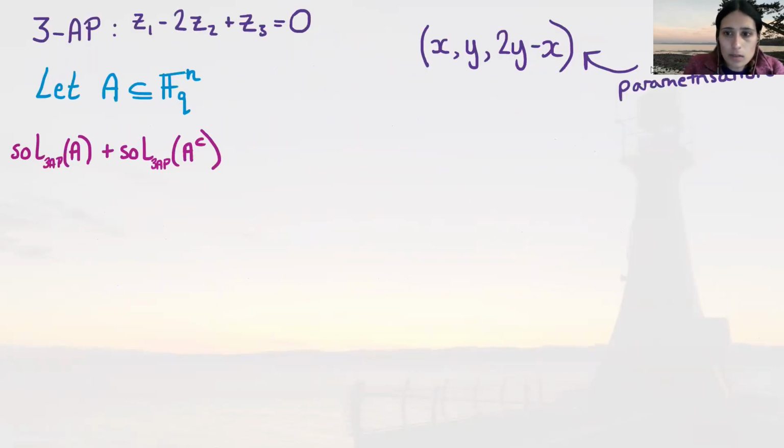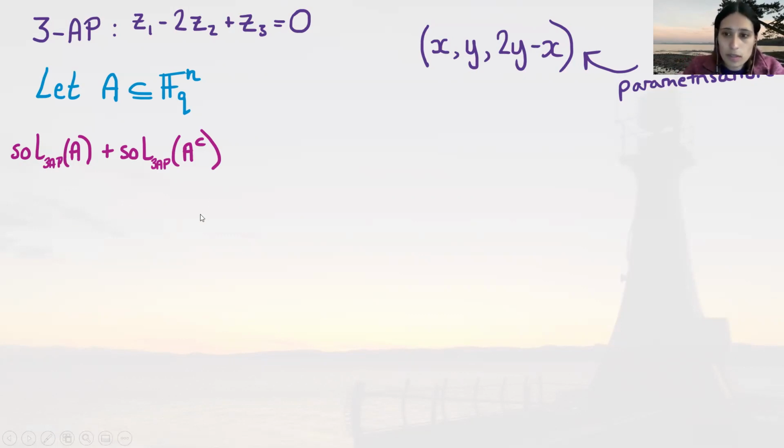So let's just do a little example to start with. Let's take our favorite single equation, which is the three-term arithmetic progression. So let's say we've got z1 minus 2z2 plus z3 is equal to 0. And let's take some subset A of F_q^n, and let's consider the number of solutions in A plus the number of solutions in A complement. So first thing to observe is that you can parameterize the solutions of the three-term arithmetic progression in this way.